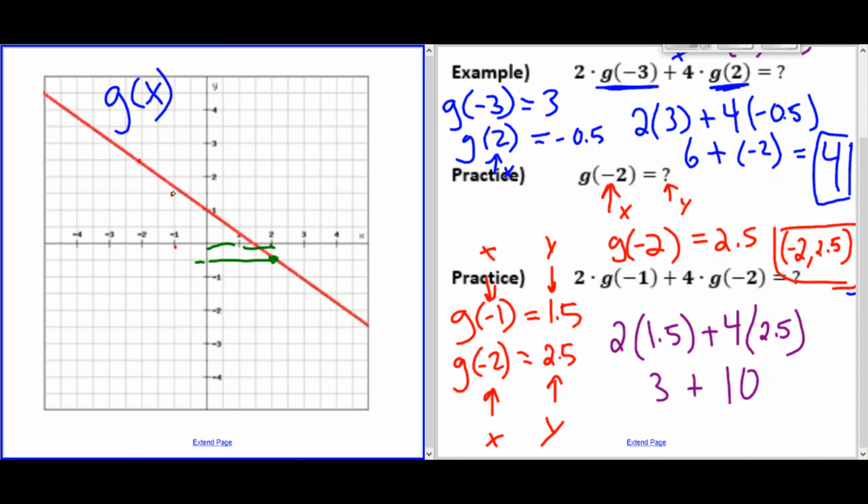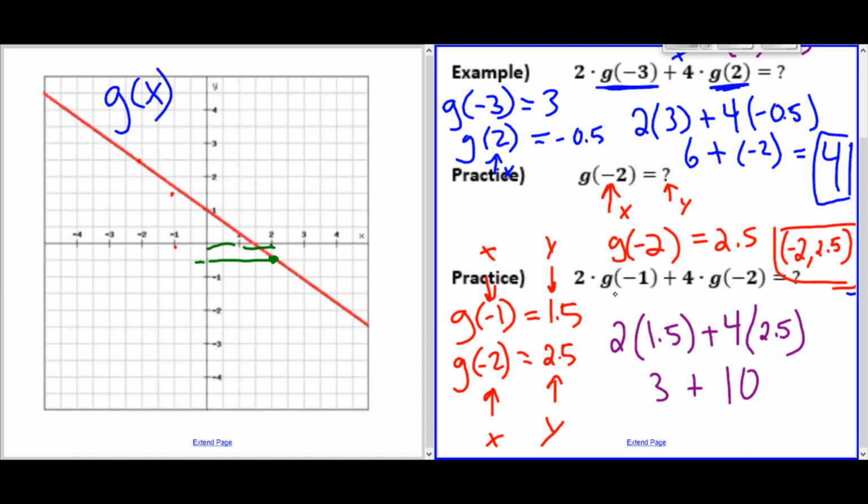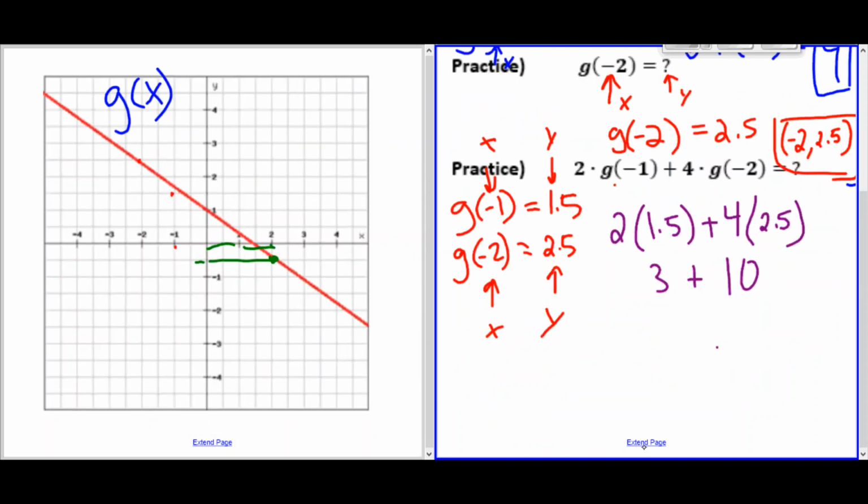You could put 1.5 there. And then g of -2, we just found that one in the last part, so that was 2.5. So you're just going to plug that in. So 2 times g of -1 plus 4 times g of -2. That is 2 times 1.5 plus 4 times 2.5. Notice I'm using parentheses there. And then that gets you 3 plus 10, which is 13.